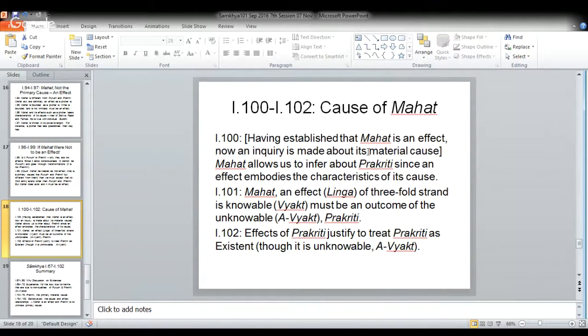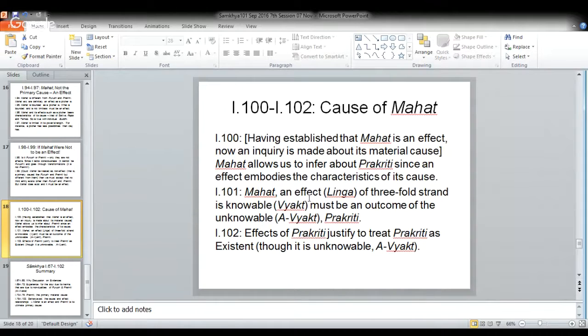1.100. Having established that Mahat is an effect, now an inquiry is made about its material cause. Mahat allows us to infer about Prakriti, since an effect embodies the characteristics of its cause. Because in deep meditation, you can get awareness, discriminating knowledge of Mahat as Buddhi, but you cannot know Prakriti. So from Mahat to Prakriti is by way of inference.